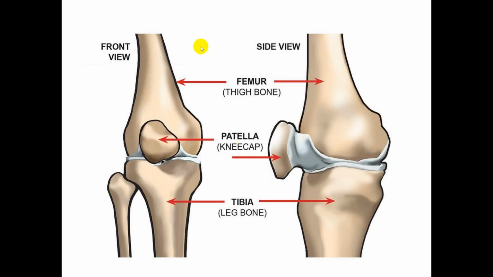This is a simple picture showing the two joints. The first one is the tibiofemoral joint between the femoral condyles and the tibial condyles, and the second joint is between the articular surface of the patella and the femoral condyles, forming what is called the patellofemoral joint.